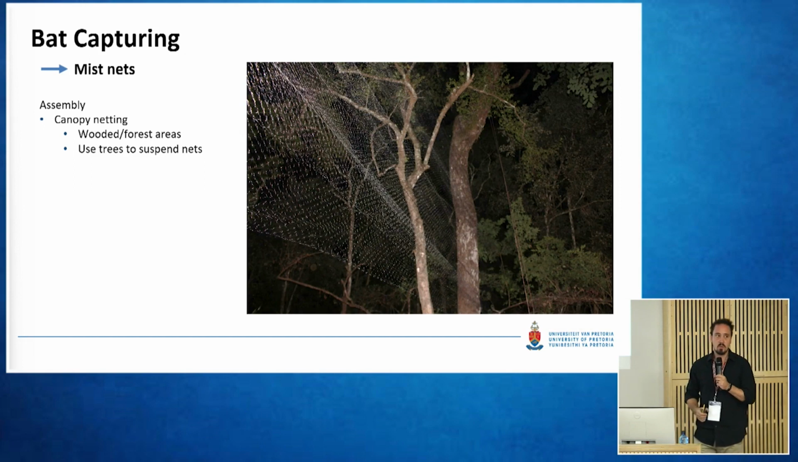And then another method that we use is called canopy netting, and that's where you chuck a rope over a branch. It works well in forested areas, so you throw ropes over branches, and then you string up the nets between these ropes. It's easier then to get a bit of height on the nets, and it's also easier to place them in specific gaps.